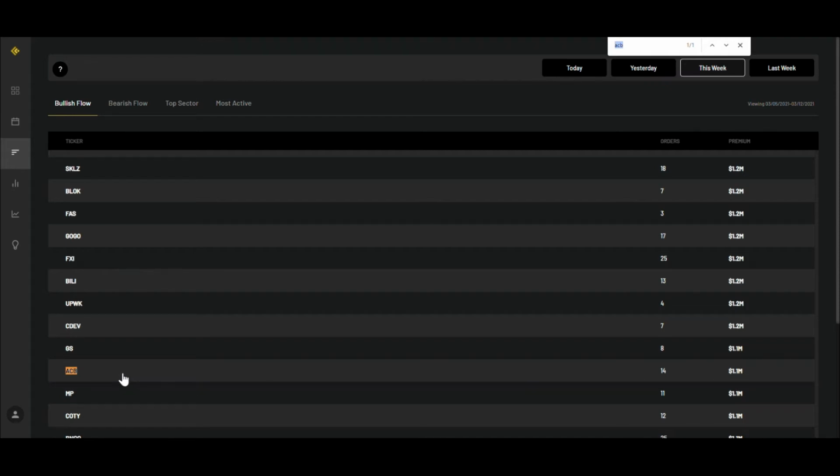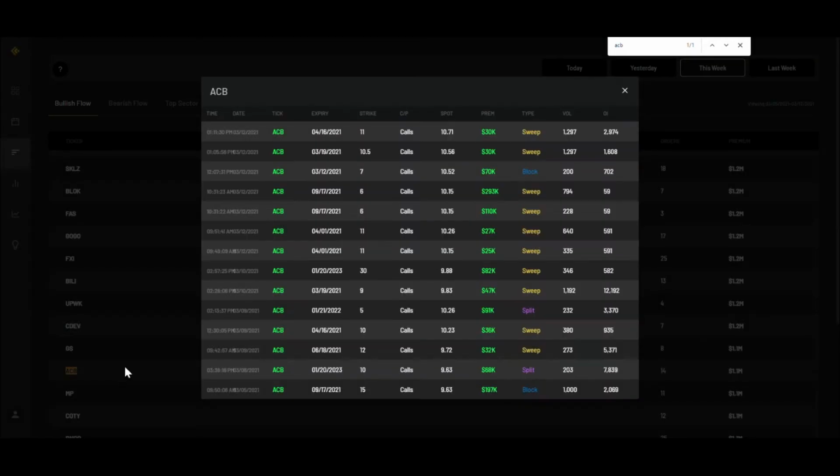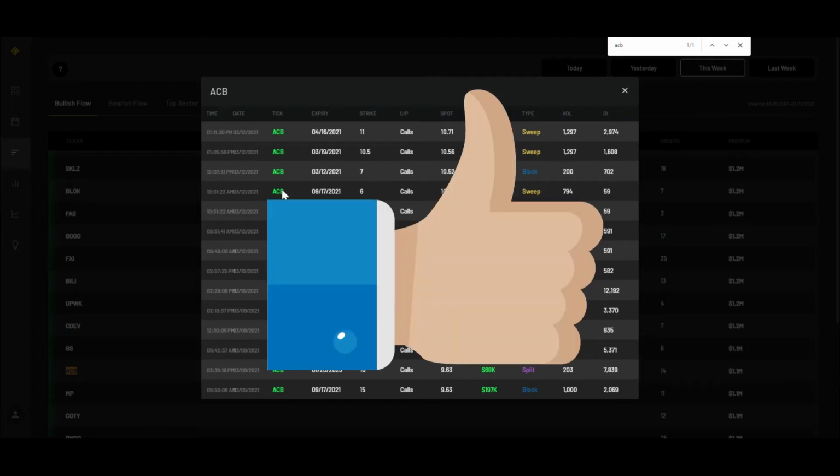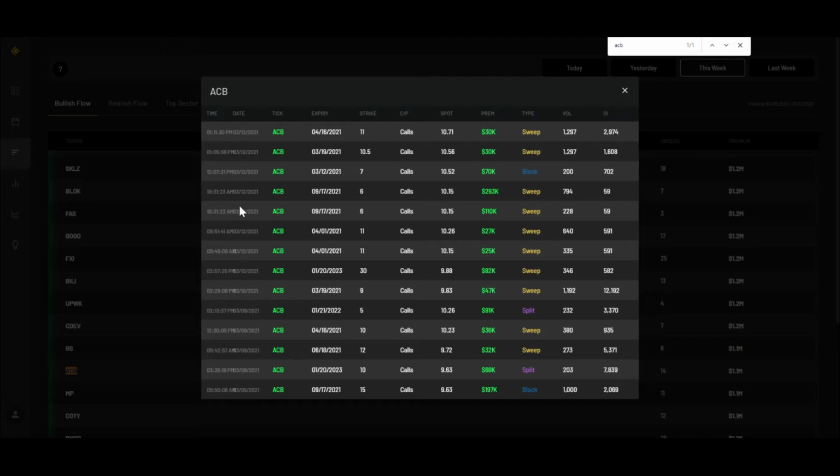The interesting thing that I noticed about ACB is that about half the orders here all came in on Friday. If you notice, all of these right here at the top are 3/12. The other thing I noticed is that the 11 strike was being targeted a couple of times. So 11, 10.5, which is fairly close, and then there were some that were more in the money.